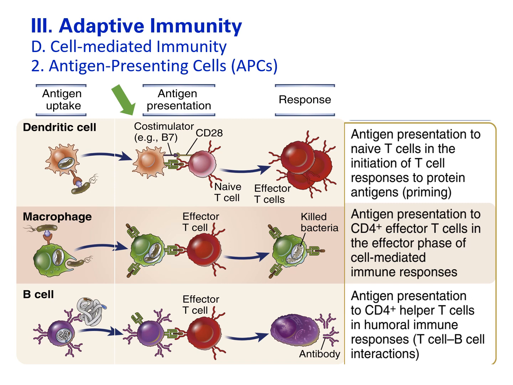So the principal function for your dendritic cell is antigen presentation to naive T cells in the initiation of T cell responses to protein antigens. And for macrophages, the function is antigen presentation to CD4 plus effector T cells, and this is in the effector phase of your cell-mediated immune response. Your B cell will be doing antigen presentation to CD4 plus helper T cells, and this is in your humoral immune response. So we will be discussing this in detail later.